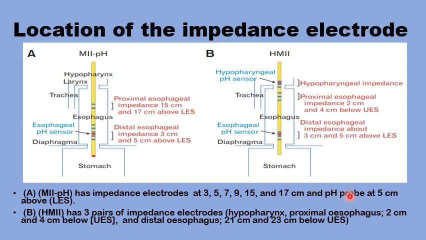And there will be a pH probe above the lower esophageal sphincter, at 5 centimeters above the lower esophageal sphincter. In the hypopharyngeal multi-channel type, there will be, in addition, sensors placed above the upper esophageal sphincter to monitor the changes in the pH and the impedance in the hypopharynx.